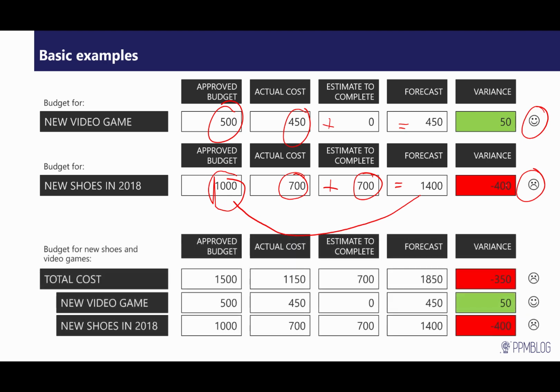And obviously, from a portfolio perspective, if both should be tracked at a higher level, you would roll up all the information and also have a drill down capability. So you could find that you are on the total cost level short minus 350 USD, but it is not because of the video game, it's because of the shoes.